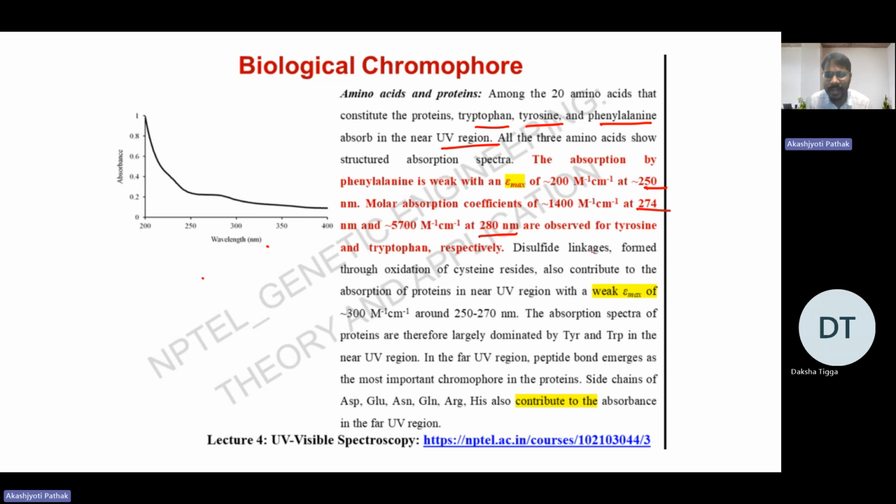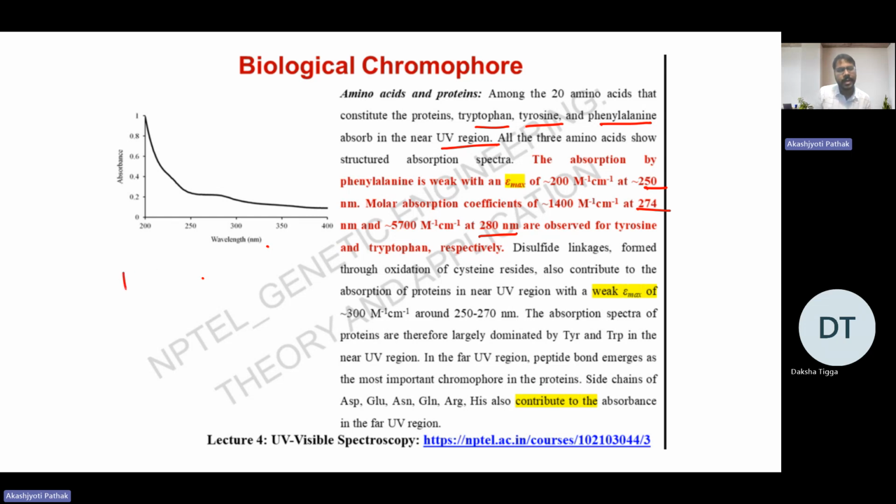Now, the disulfide linkages formed through oxidation of cysteine residues also show absorbance in the near UV region, with a weak epsilon maximum of 300, around 250 to 270 nanometer. So the absorption spectra of proteins are largely dominated by tyrosine and tryptophan in the near UV region. In the far UV region, the peptide bond emerges as the most important chromophore in proteins. The side chains of aspartic acid, glutamic acid, asparagine, glutamine, arginine, and histidine also contribute to the absorbance in the far UV region.